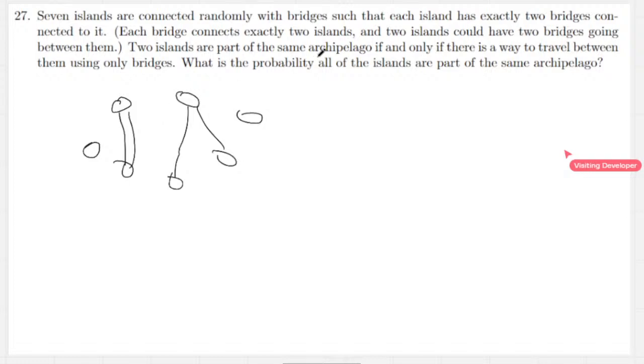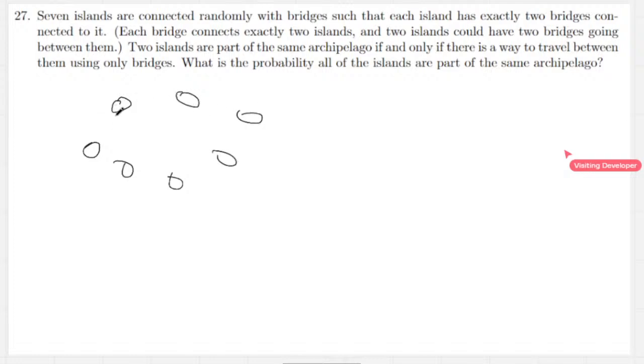And so we define an archipelago to be a set of islands that are all connected, right? If we were to write this like a friend group, this would be considered a friend group in a problem where friends are connected somehow. So we want to find the probability that they're all part of the same archipelago. So what does that imply? Well, let's disconnect our bridges.